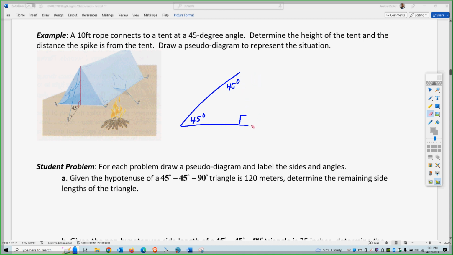That's why I teach math, not art. Okay. All right, that's somewhat presentable.